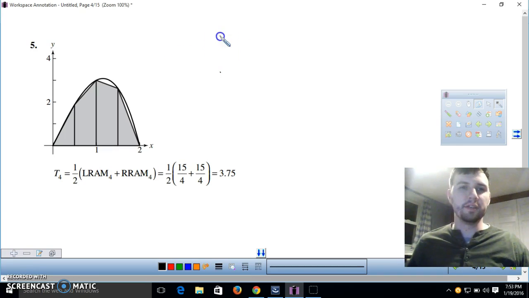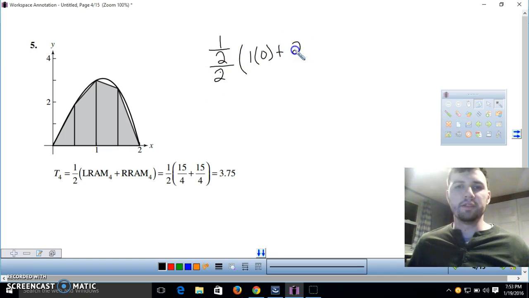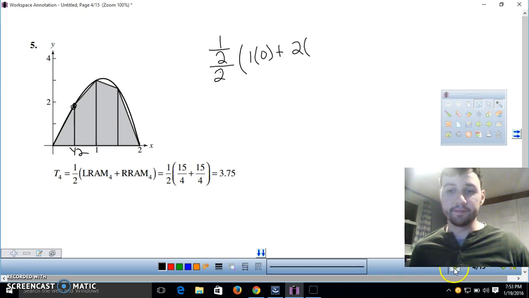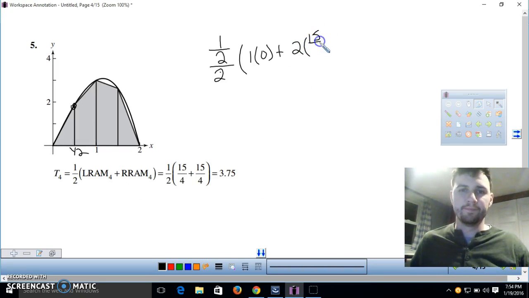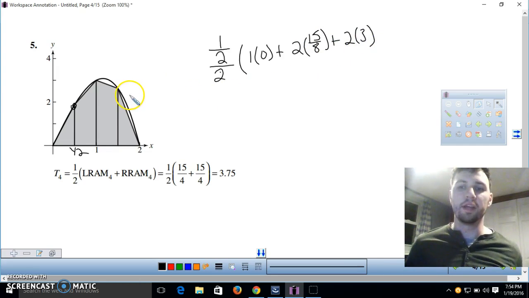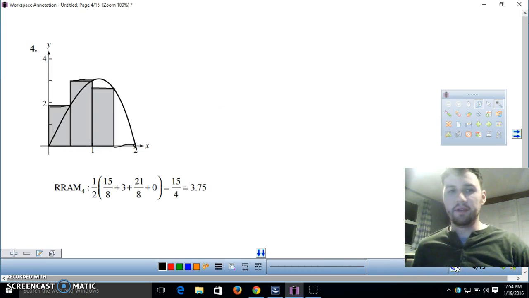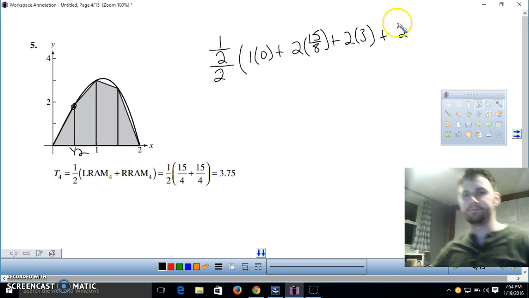Our Trapezoid Rule is as follows. It's our width over 2 times our first base, so it's going to be 1 times 0 in this one, plus 2 times our next height, and that's at 1/2, right? We have that from previous problems. We get that from plugging that into our original equation. It looks like it's 15 over 8. Plus 2 times, well, what do we get when we plug in 1? 4 times 1 is 4, minus 1 is 3. Plus 2 times when we plug in 1.5. We're plugging 1.5 into the original equation. And we did that before and we got 21 over 8, or some decimal.